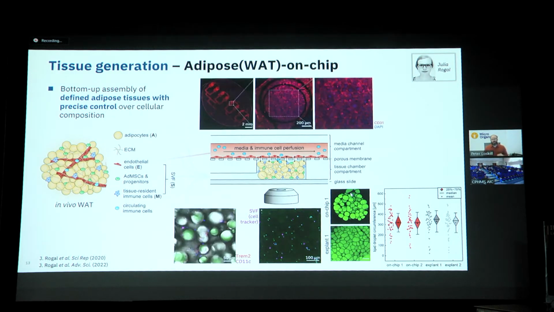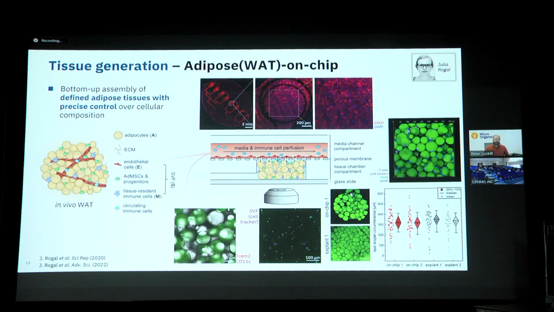The endothelial cells are then added on top of the chamber, lining the membrane along the channel. And last but not least, the circulating immune cells, the T cells, are being perfused through the system.